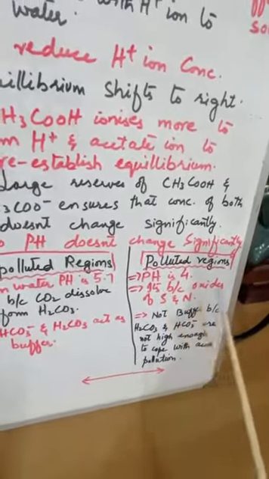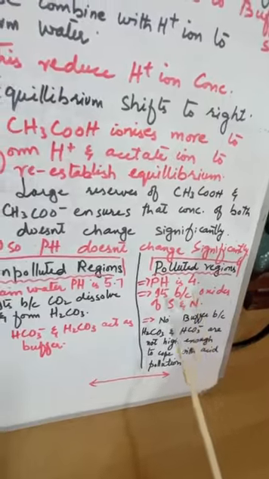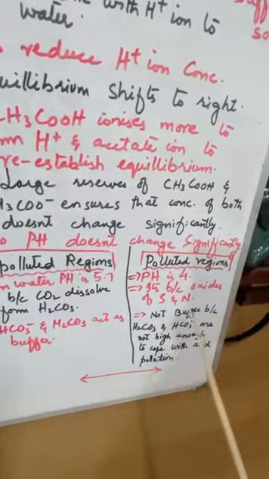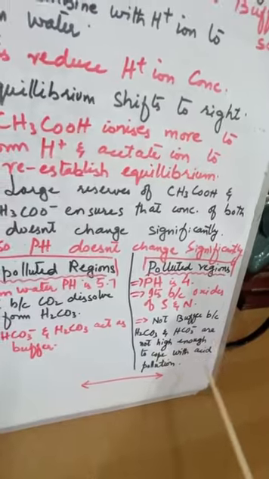But in the case of polluted regions, it is because of oxides of sulfur and nitrogen. Why is the pH 4? Because of the oxides of sulfur and nitrogen. The rainwater is not a buffer solution, because the carbonic acid and the bicarbonate ions are not high enough to cope with the acid pollution.